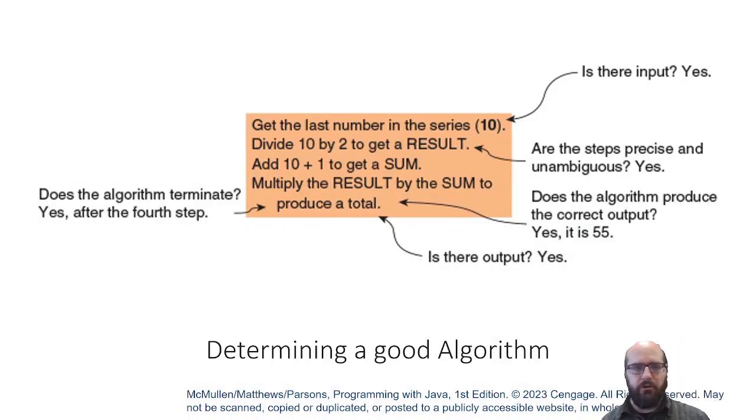Alright, so here's an example of an algorithm. Get the last number in a series, 10. Divide 10 by 2 to get a result. Add 10 plus 1 to get a sum. Multiply the result by the sum to produce a total. And in this case, the question is: is there input? There is input. Are the steps precise and unambiguous? Did the algorithm produce the correct output? And is there output? In this case, there is, and so this is a good algorithm.